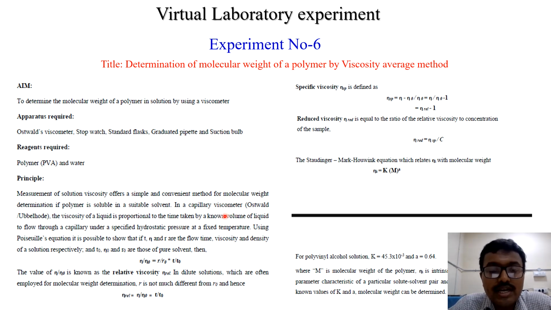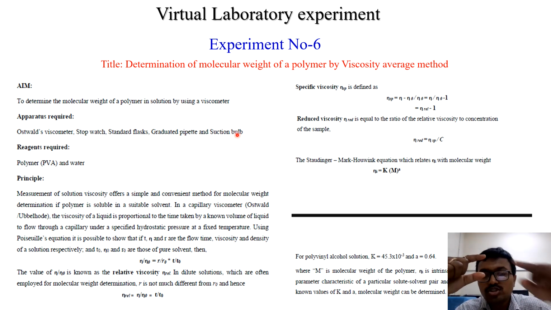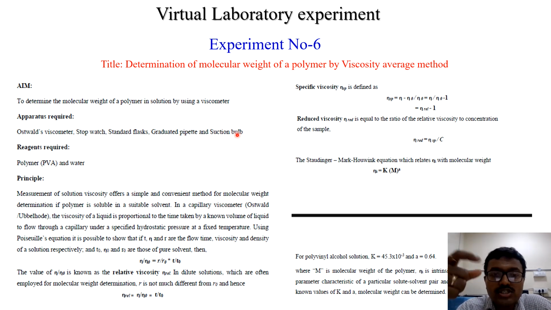What is that viscometer? It is a glass instrument, which I will show you in the video, where there is a capillary. In the capillary there are two markings, marking 1 and marking 2. When a liquid passes from marking 1 to marking 2, we can measure the time. If the solution is more viscous, it will take more time to pass the two marks. If the solution is less viscous, it will take less time.